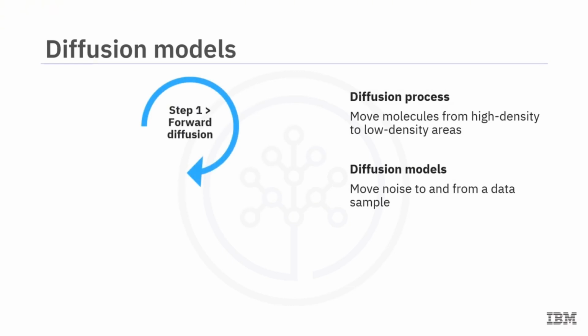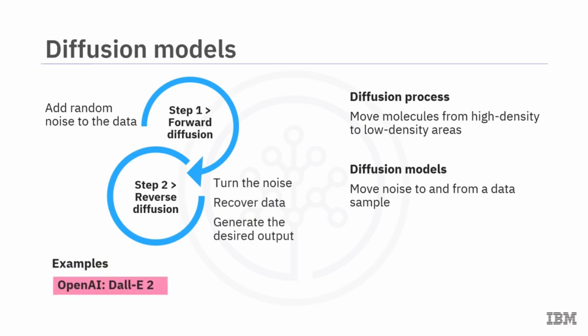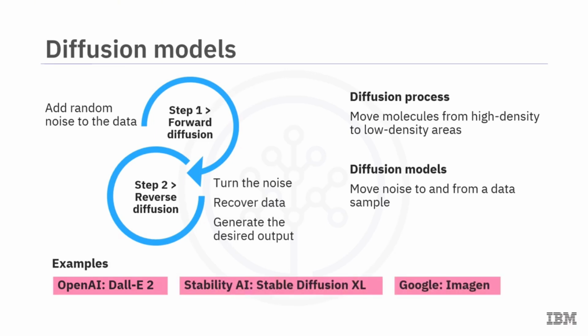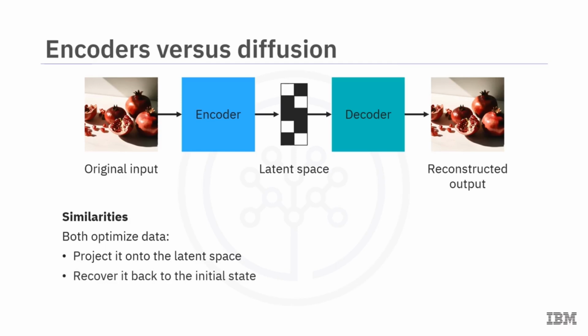Step 1 is forward diffusion, in which algorithms gradually add random noise to training data. Step 2 is reverse diffusion, in which algorithms turn the noise around to recover the data and generate the desired output. OpenAI's DALL-E 2, Stability AI's Stable Diffusion XL, and Google's Imagen are mature diffusion models that generate high-quality graphical content. Similar to variational autoencoders, diffusion models also try to optimize data by first projecting it onto the latent space and then recovering it back to the initial state.